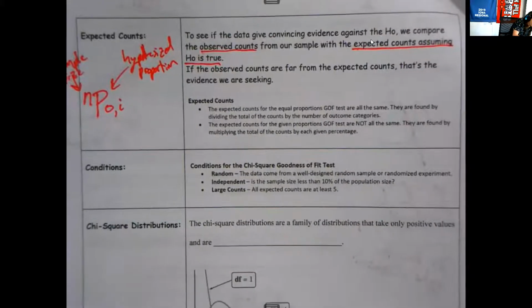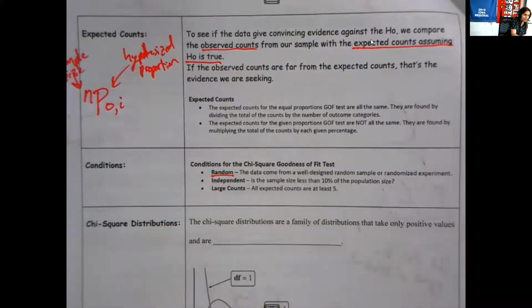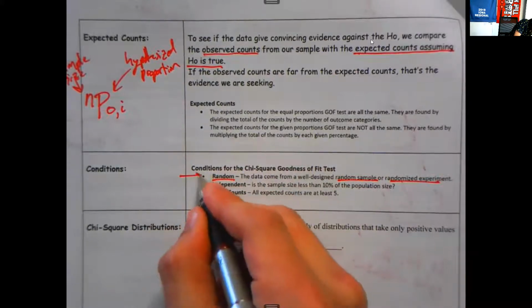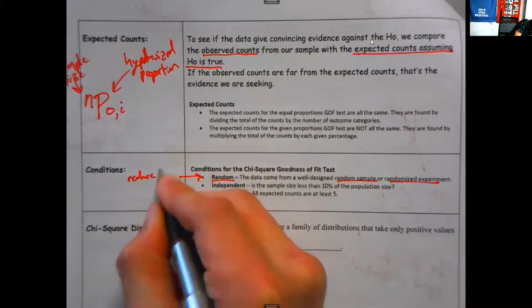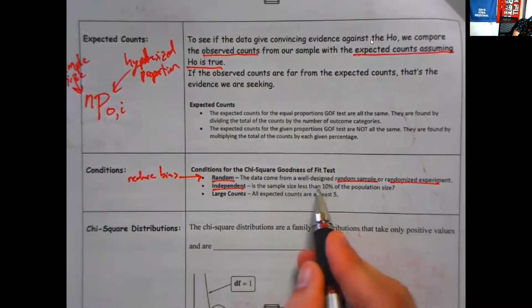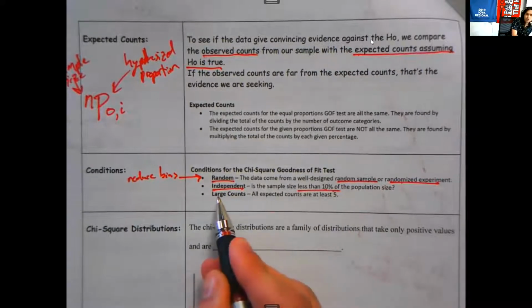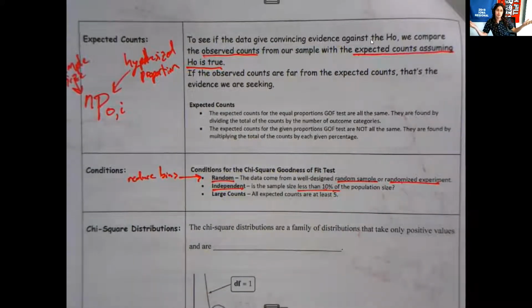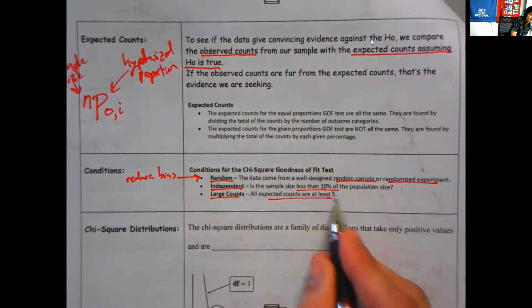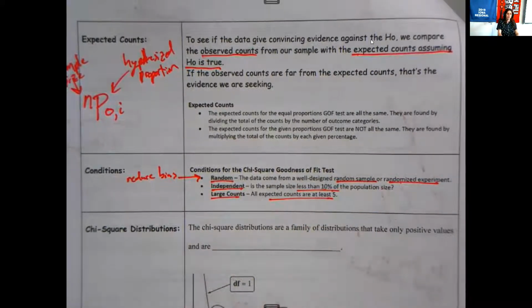So what are we looking for? What are our conditions to perform this test? We still have our randomness condition. Random sample or randomized experiment. Remember, that's to eliminate bias, reduce bias. Independence condition, we need independence. Is the sample less than 10% of the population? And now we don't have the normal condition anymore because we don't have a normally distributed sample statistic. We now have a chi-square sample statistic. So we're going to use this large counts thing. All the expected counts are at least 5. So that's a new one. Expected counts at least 5.